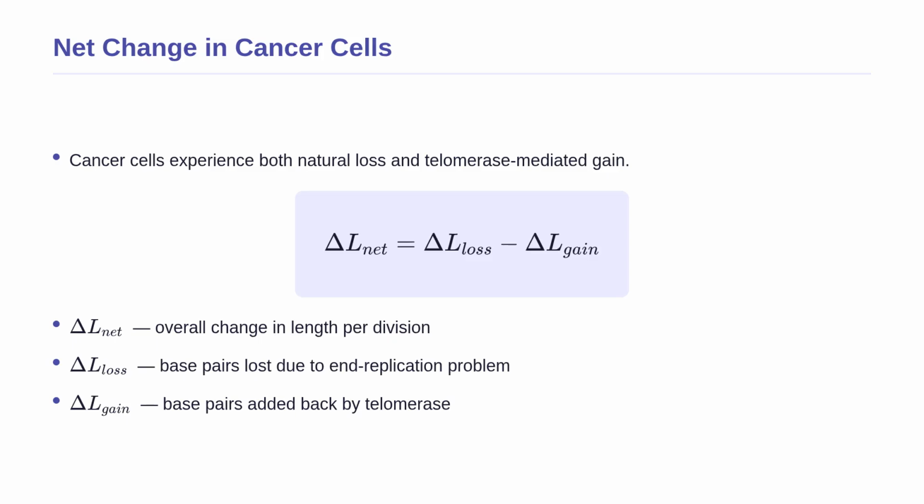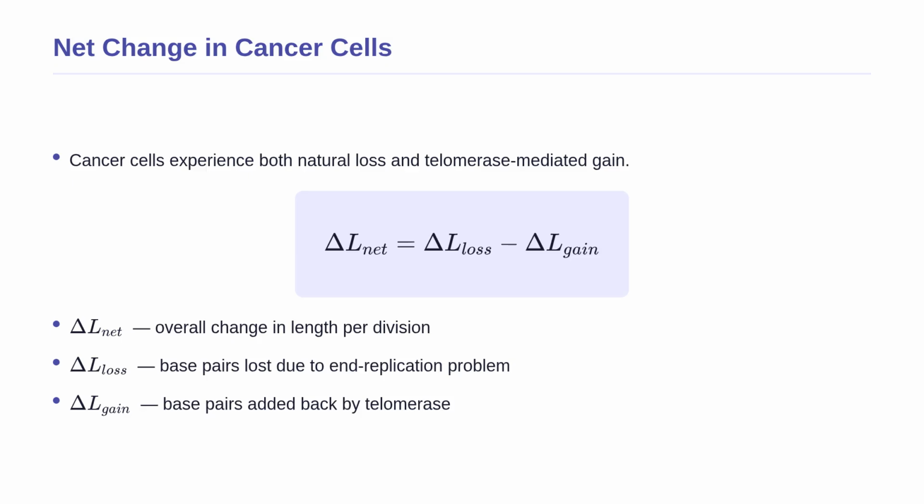Now, how do we mathematically model a cancer cell that is fighting back against this shortening? We must define a new variable, the net loss per division. The formula is delta L net equals delta L loss minus delta L gain. Delta L loss is the natural DNA lost from the end replication problem. Delta L gain is the number of base pairs artificially added back by the reactivated telomerase enzyme.